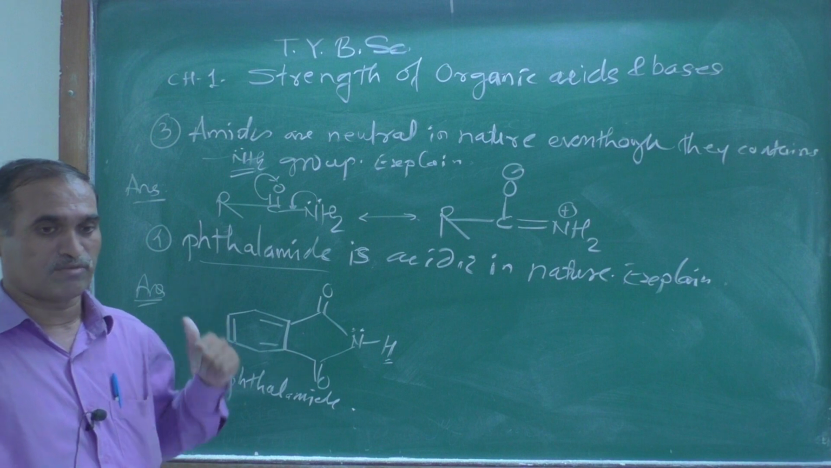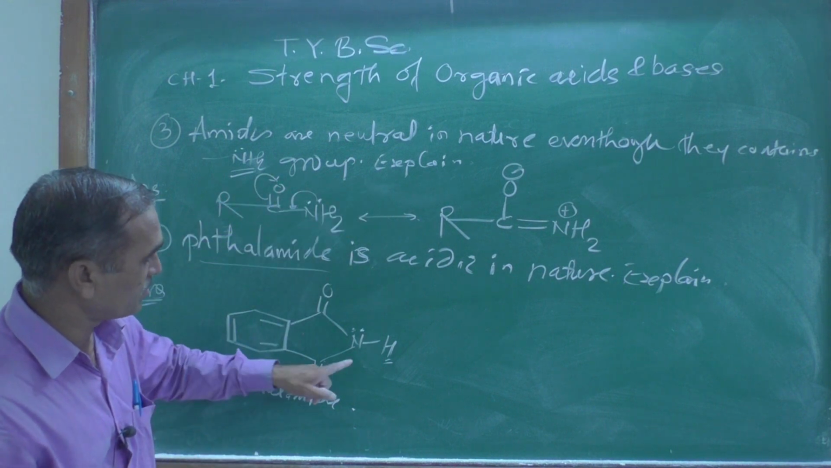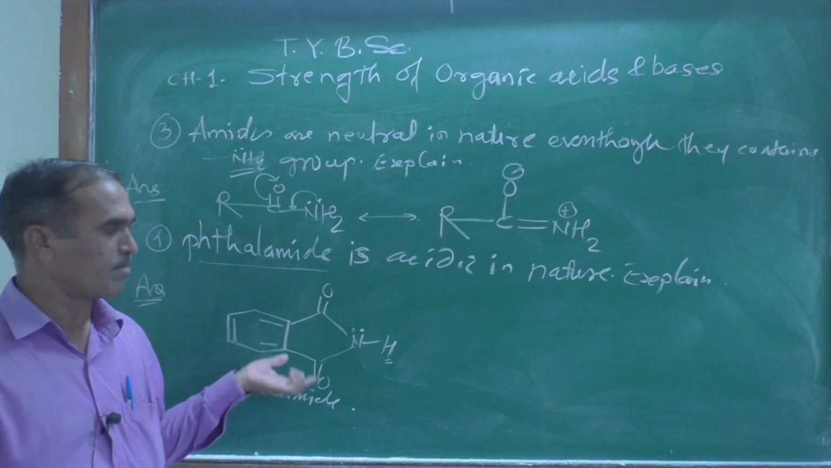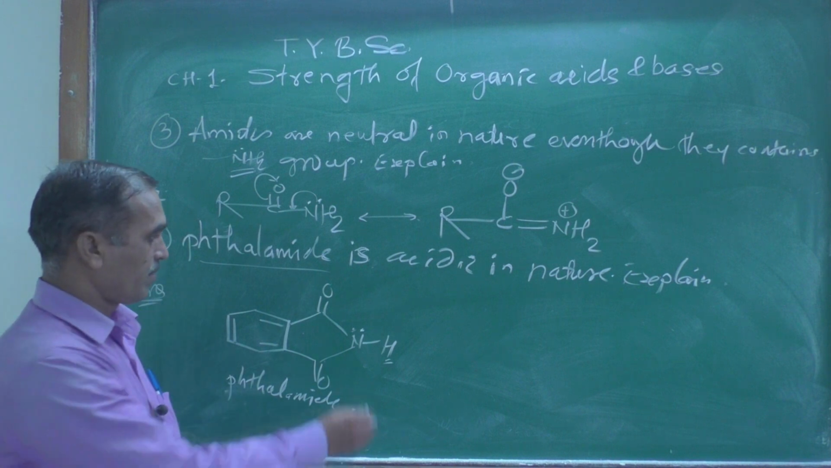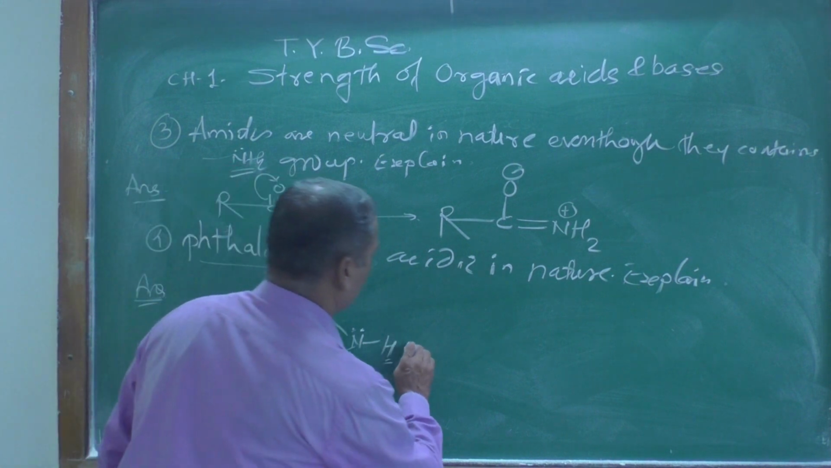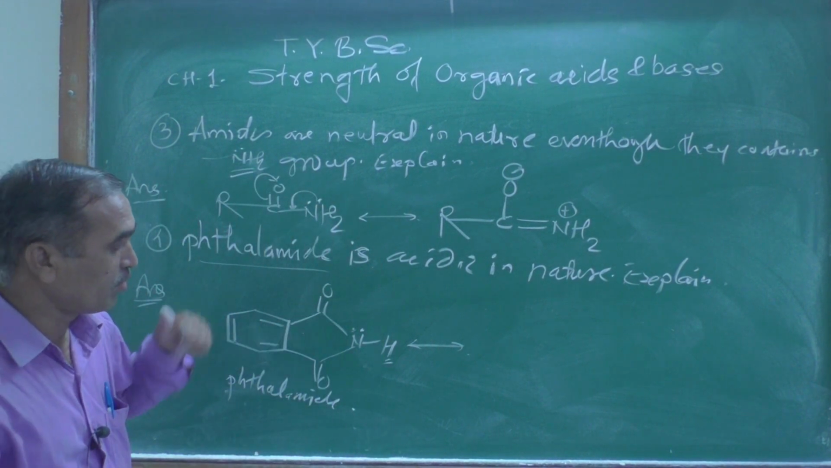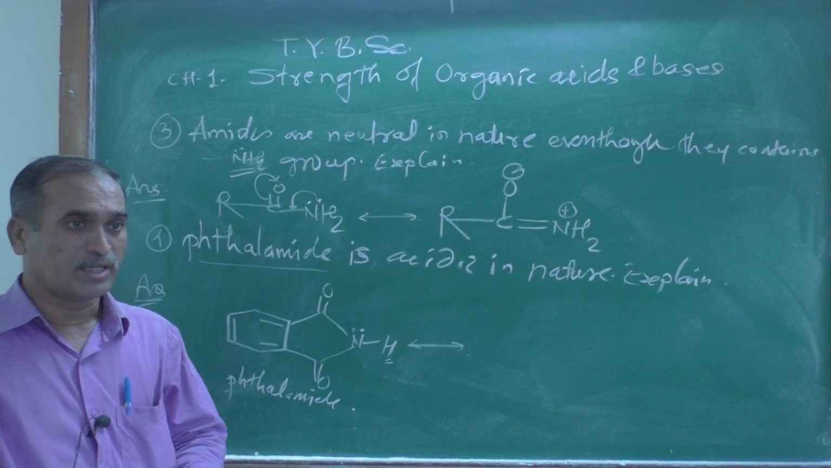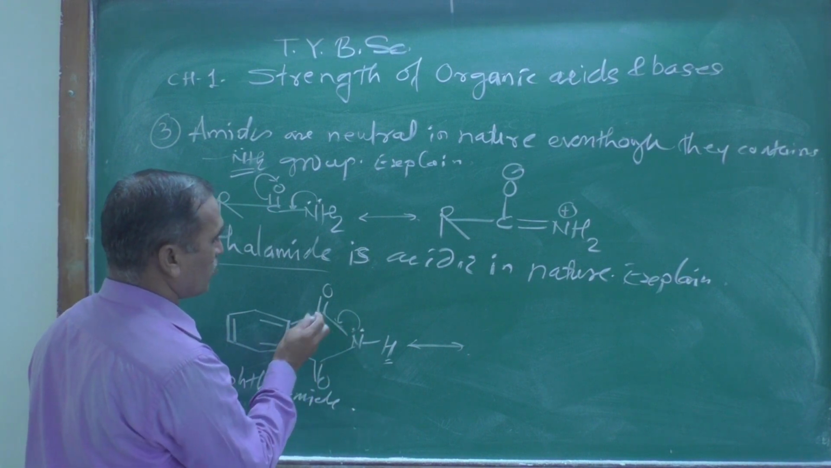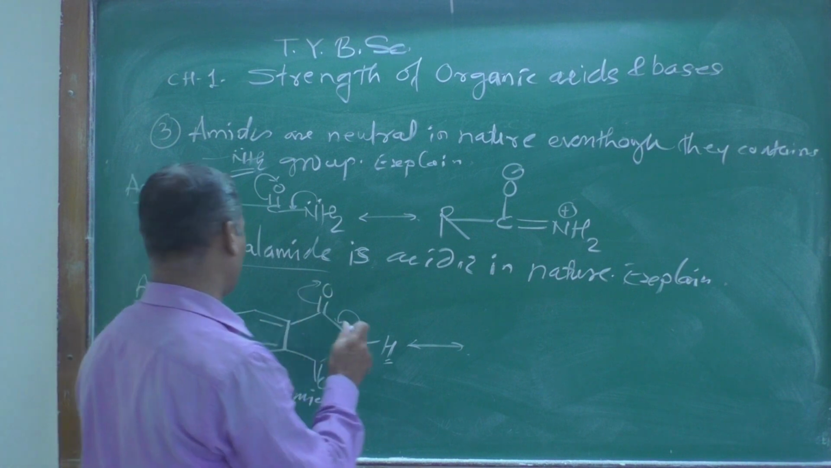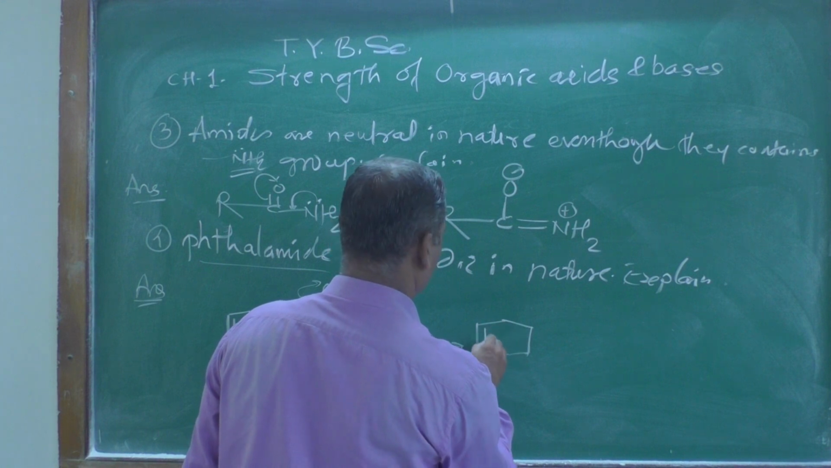Why? Just now I told you there are some exceptions. Amides are neutral in nature. Similarly, this is just like an amide. On both sides there are two strongly electron withdrawing carbonyl groups, and therefore this lone pair is involved in the delocalization, and we get this type of delocalization here.